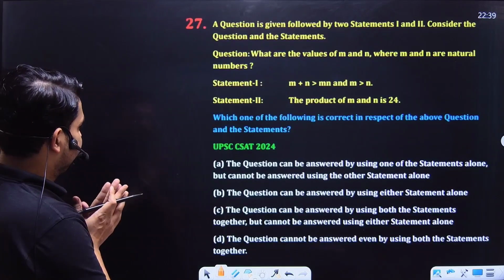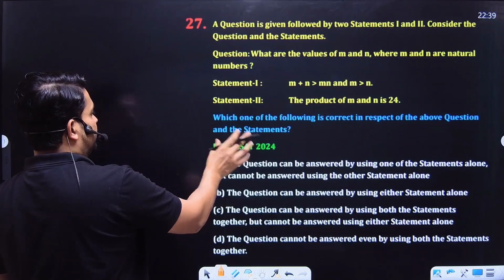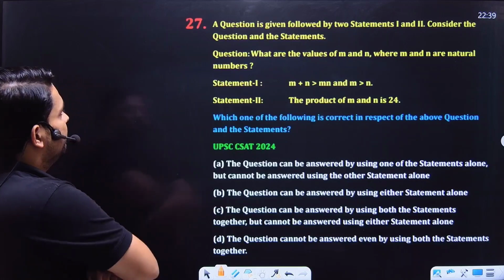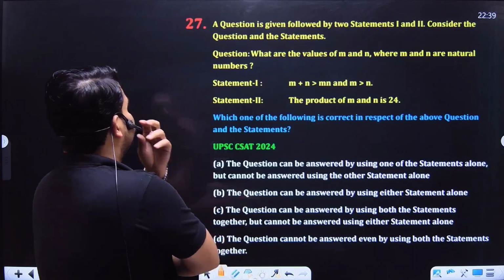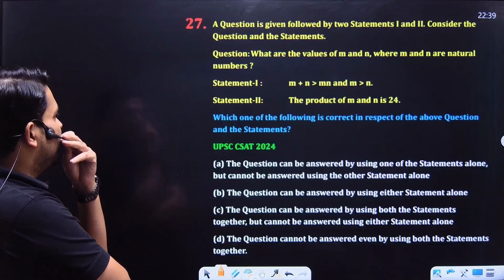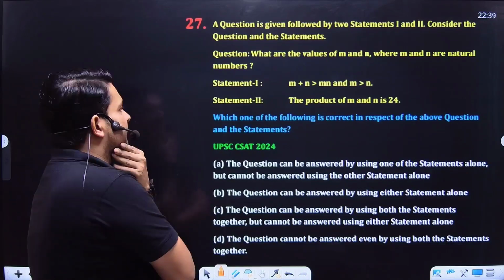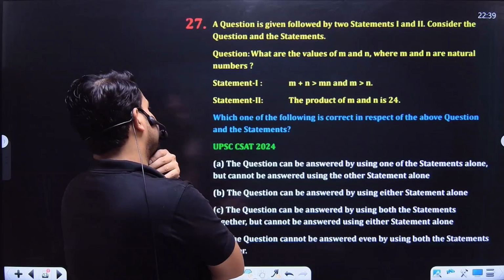Question number 27, again UPSC CSAT 2024. A question is given followed by two statements, first and second. Consider the question and the statements. The question is, what are the values of m and n, where m and n are natural numbers?